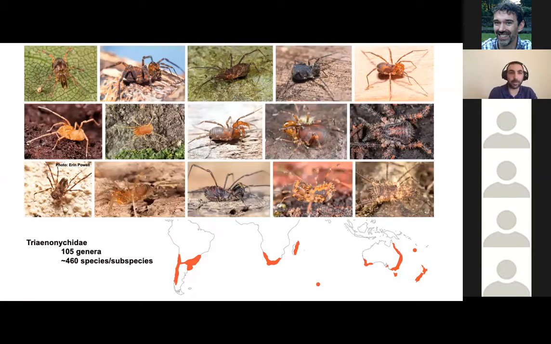This is a family of Opiliones that is relatively diverse, about 105 genera, and somewhere around 460 species and subspecies are currently described. This family is entirely found in the Southern Hemisphere after our revision. They're found on pretty much all the former landmasses of former Gondwana, so this is a pretty interesting distribution. The point of this project is to go after the biogeographic history. The first thing we have to do is build a phylogeny of Triaenonychidae.